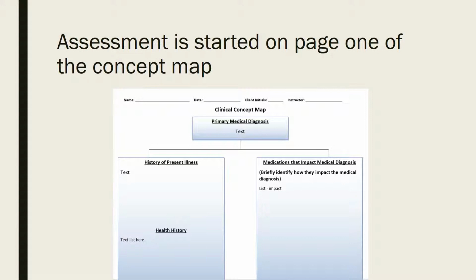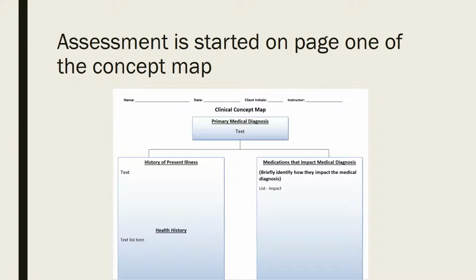So, when we're looking at the assessment, you are having areas where you need to look at, okay? So you have your medical diagnosis, your history, your health history, and your medications. This is the beginning of your assessment. You're going to need to know what brought them there. How long was the duration of the problem that got them there, their chief complaint?